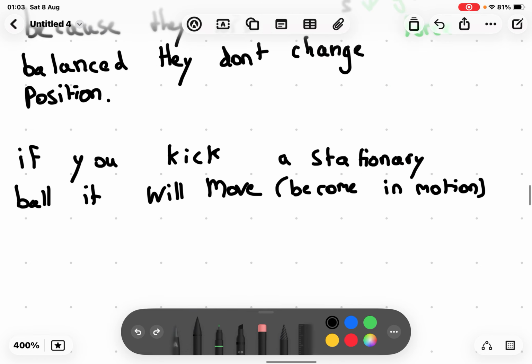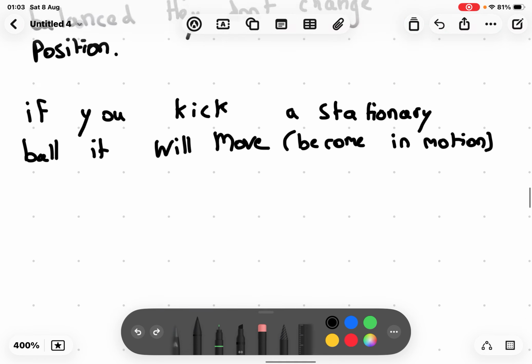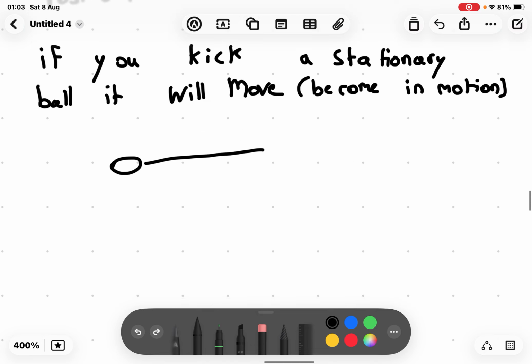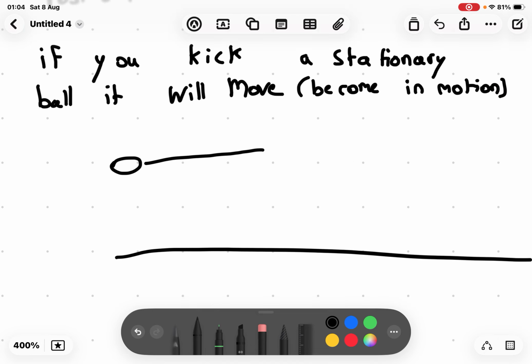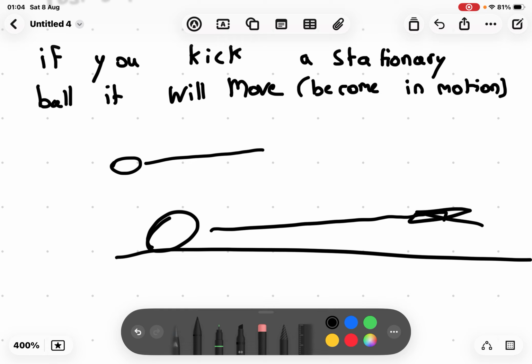And because it is 0, that means they are balanced and they don't change position. However, if you kick a stationary ball, it would move and be in motion. It would go, but at some point it would stop because of friction. Let's say we had no air and the floor was frictionless. If you kick it, it would continue unless a different force stopped it from the opposite direction. So that's pretty much it.